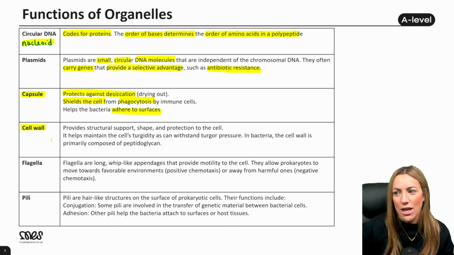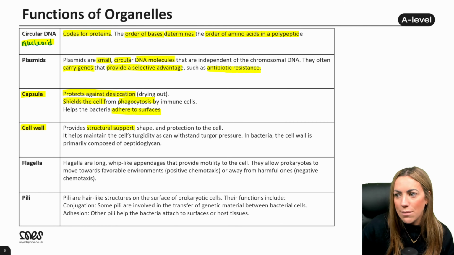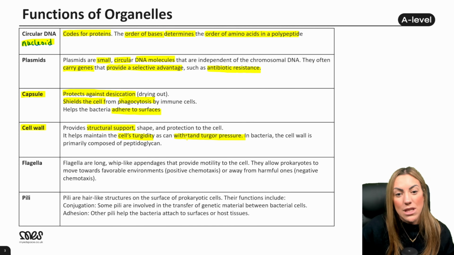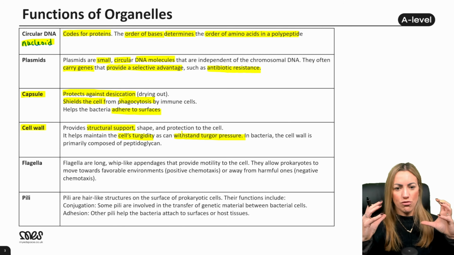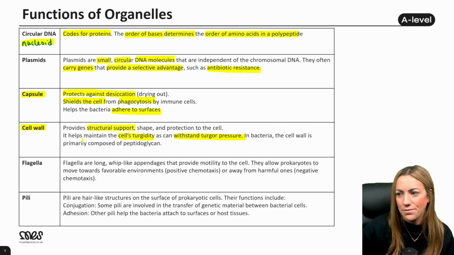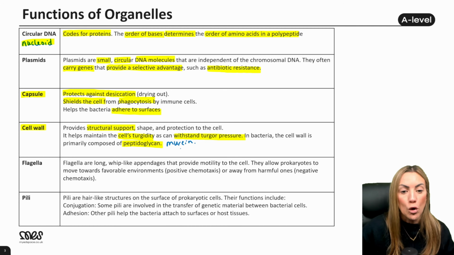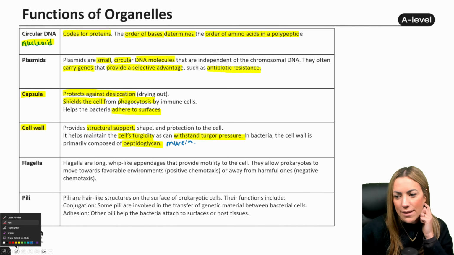The cell wall. Remember, not made of cellulose, it's made of murein or peptidoglycan. It provides structural support just like it does in a plant cell. It helps maintain the cell's turgidity. It can withstand turgor pressure. So if the bacterial cell does fill up with water, that cell wall is going to provide structural support, just like it does with a plant cell. Primarily composed of peptidoglycan, but remember, we can call peptidoglycan murein, if that's what you've learned, that's absolutely fine.